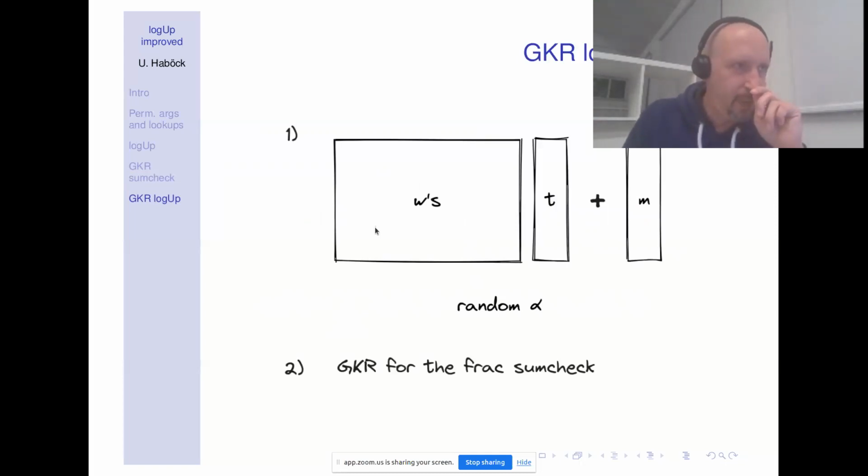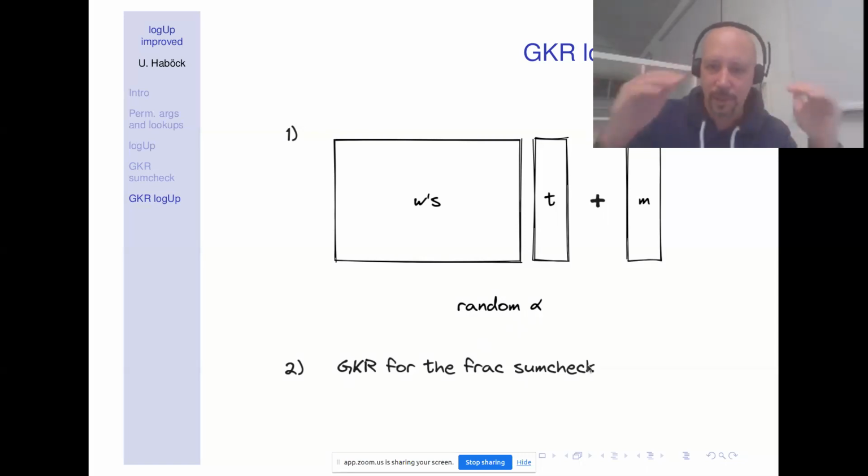Quick recap here, just the picture we have in mind. Besides what needs to be committed anyway, that's the witness sequences subject to the lookup and the table, we just have to provide a single extra column for the multiplicities. Then the verifier sends a random point. And this random point defines at which point we do the fractional sum check.